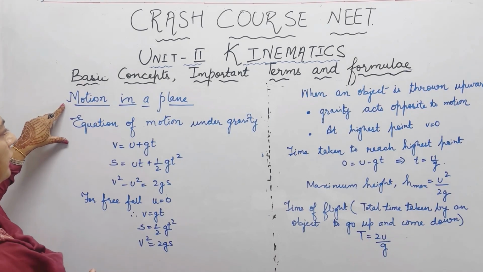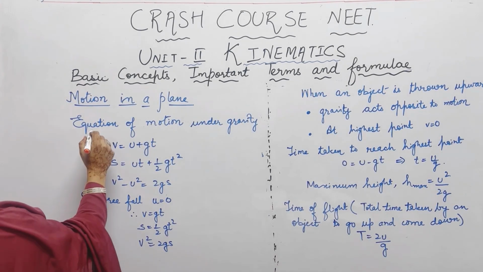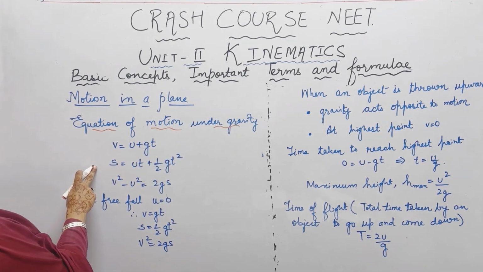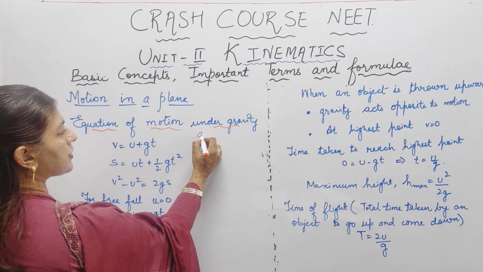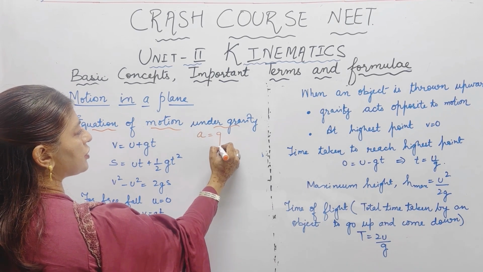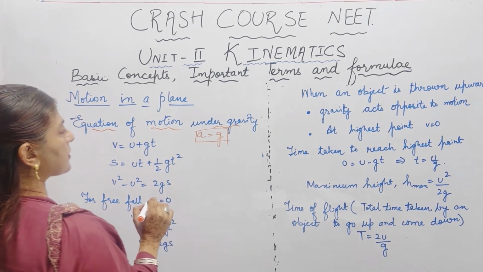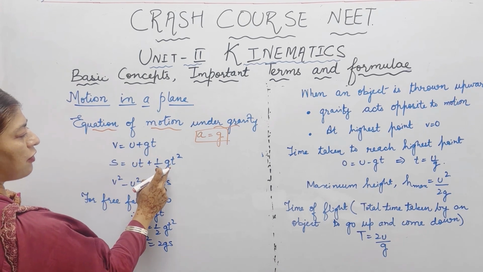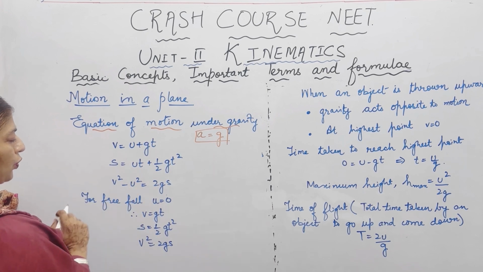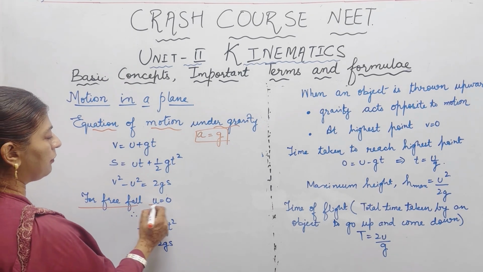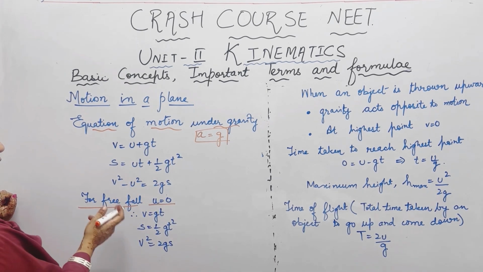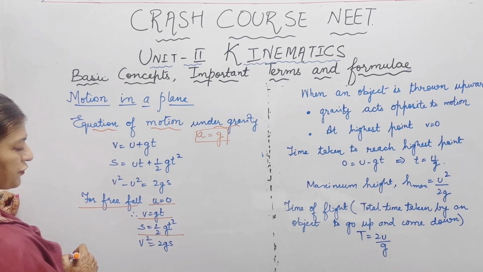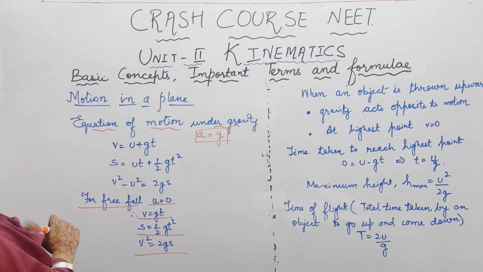Next, the equations of motion under gravity. When the body is moving under gravity, acceleration is replaced by g, the acceleration due to gravity. So v = u + gt, s = ut + (1/2)gt², v² − u² = 2gs. For free fall, the initial velocity is 0. So keeping u = 0 here, we get v = gt, s = (1/2)gt², and v² = 2gs.